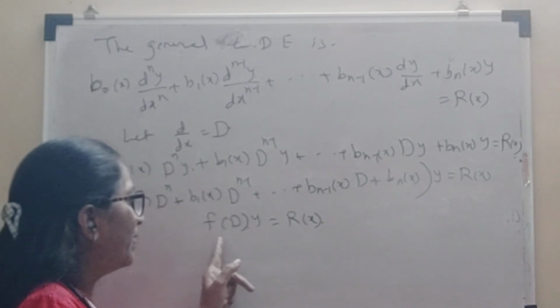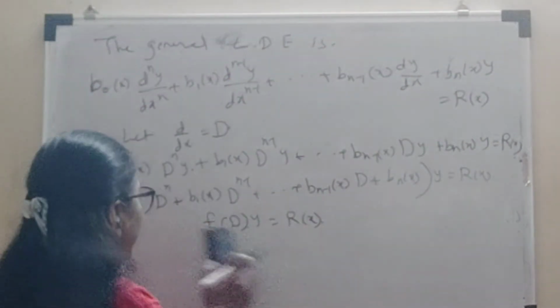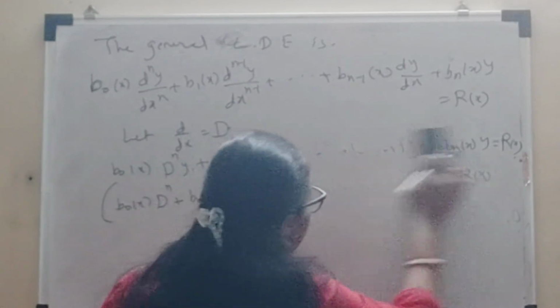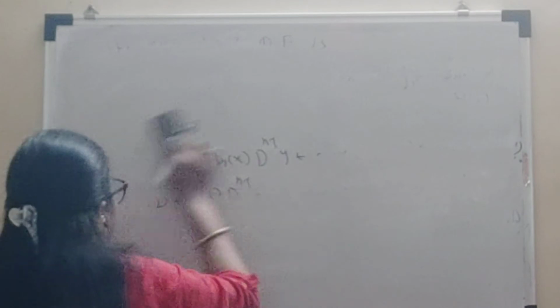Now what are the properties that are satisfied by this f of d? So we look at one important property, the commutative property, and we will check whether f of d, this operator, satisfies the commutative property or not.